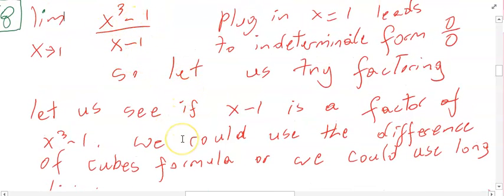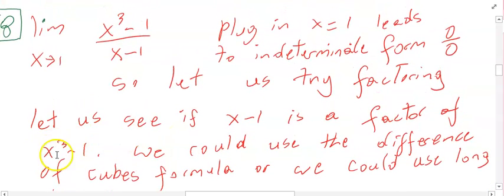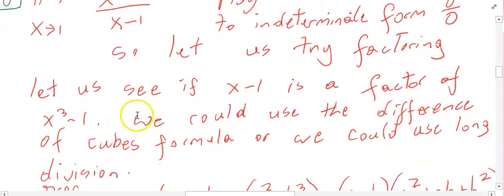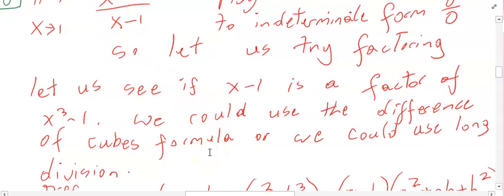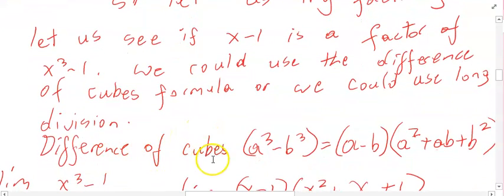And if we know some stuff about the difference of cubes, like x cubed is a cubic, and 1 is also a cubic because 1 cubed is equal to 1, then we could do that factoring. Otherwise, we can just go ahead and set up our long division and see if x minus 1 is a perfect factor, which we will find out it is, because if we look at the difference of cubes, or if we did factoring, we would have x minus 1 being a factor of x cubed minus 1.